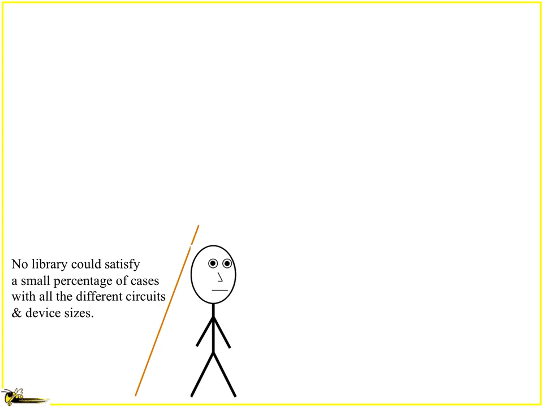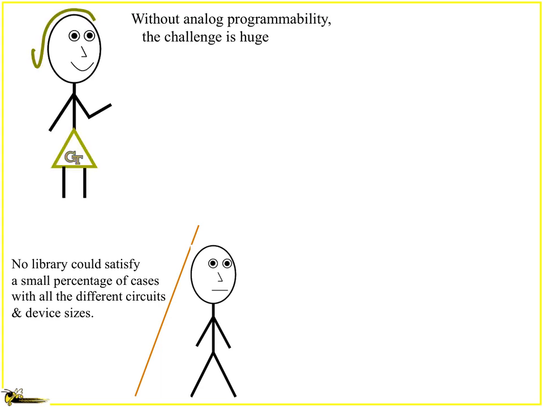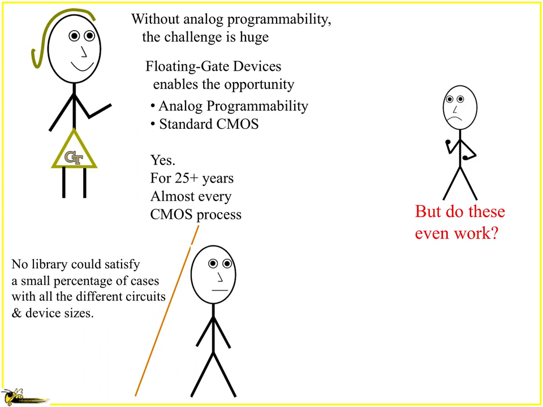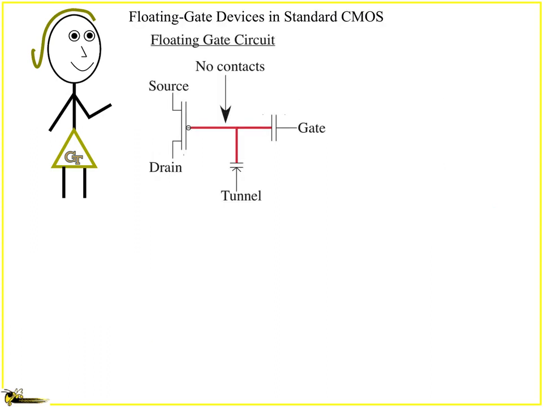Now, remember, there is this discussion about no library could possibly satisfy even a small percentage of cases. Well, to be fair, if you do not have programmability in the analog space, the challenge is really large because there are a large number of parameters to worry about otherwise. But the way past this is to have that programmability in standard CMOS, which is basically floating gate devices, which are well understood in standard CMOS. Now some may even wonder, do these even work? And yes, they do. We can talk about it briefly.